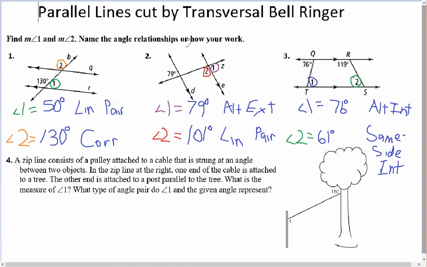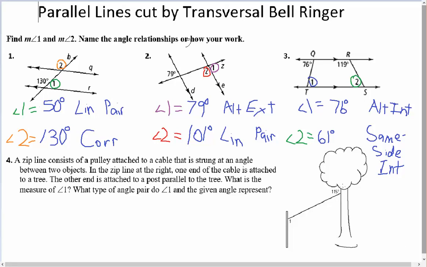And on to the last question. So we've tied a zip line from the tree to this post, and then the cable is strung between the two. If the zip line at right has one end of the cable attached to the tree and the other is attached to the post parallel to the tree, big key, parallel, what is the measure of angle 1?